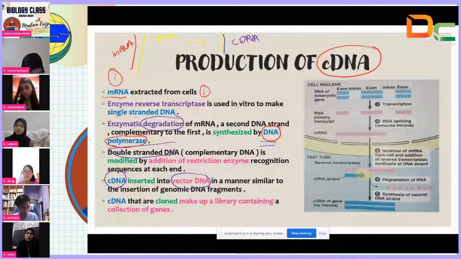So again, we follow the steps. We will insert this into a carrier of the cDNA, which is known as a vector. Similar to what we have discussed under gene cloning, it is a manner similar to insertion of a genomic DNA fragment like we have done under gene cloning. Okay, next, who wants to continue? And then cDNA that are cloned make up a library containing a collection of genes.